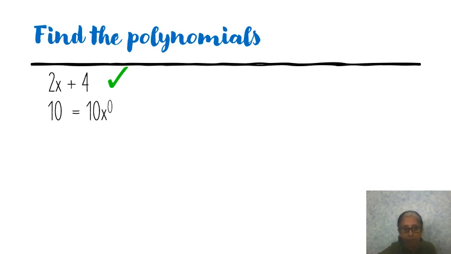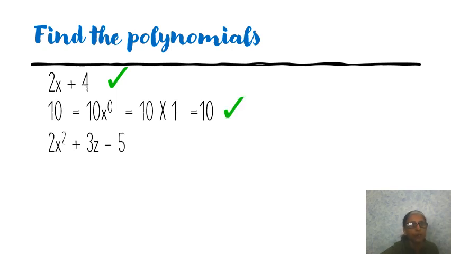See, you can express 10 as 10x to the power 0 without changing its value. Here, x to the power 0 is equal to 1. Therefore, the value of 10x to the power 0 is 10 into 1, which is also equal to 10. So, without changing the value of 10, we have expressed it in the form of a polynomial, that is 10x to the power 0. Okay, so this is also a polynomial.